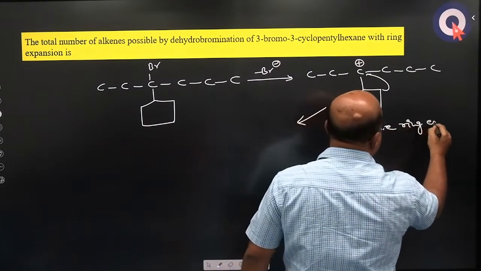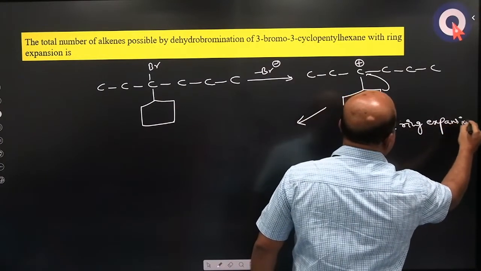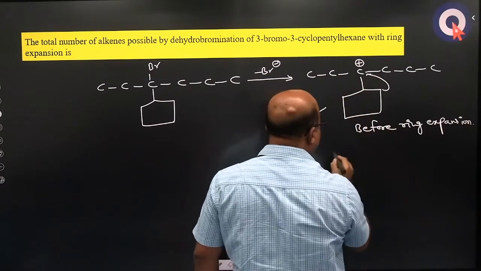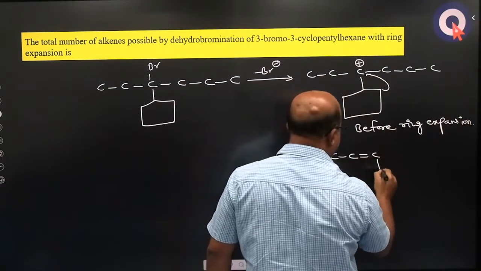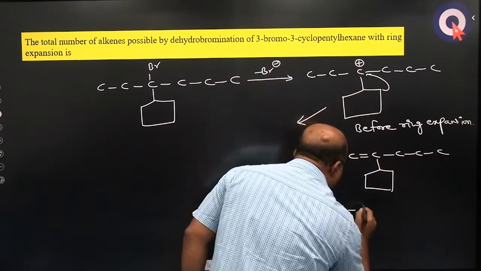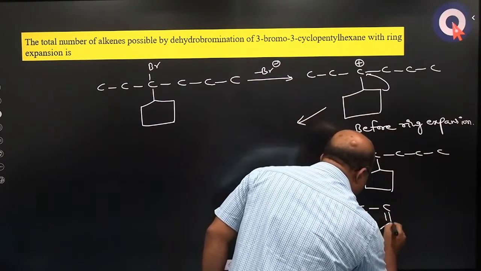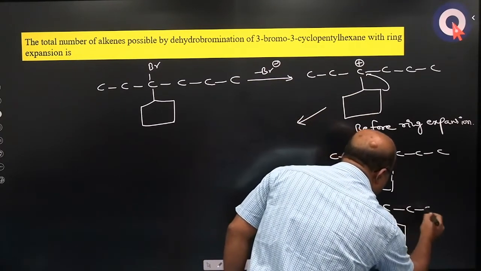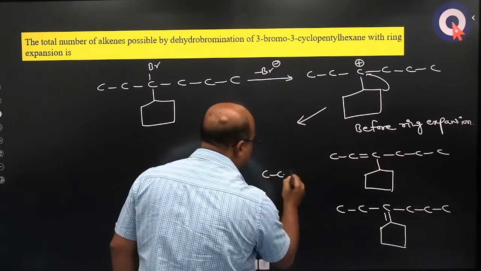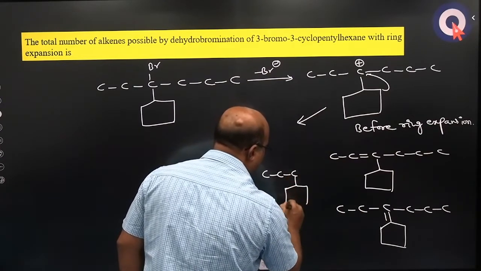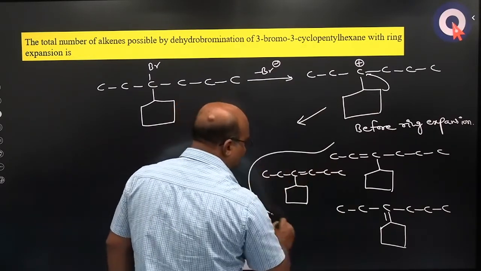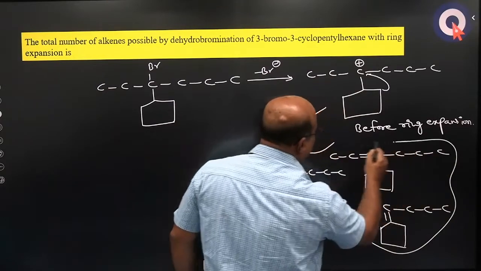Before ring expansion, what should exist? You may get a double bond here, you may get a double bond here, you may get a double bond here. Means you will see a double bond like this, like this, and on this side. So these are the first three alkenes that we got through the carbocation immediately.